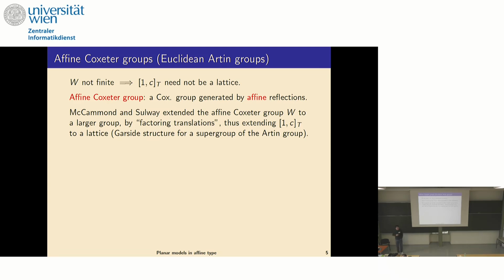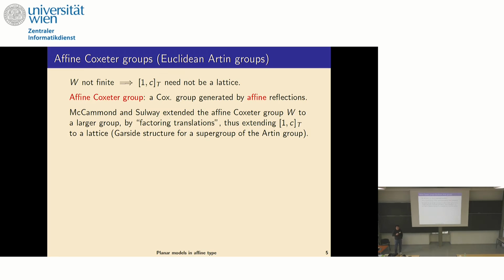Okay, so a finite Coxeter group is a finite group generated by reflections, all of which have reflecting hyperplane passing through the origin. An affine Coxeter group is a discrete group that acts by affine reflections, in other words, reflection through hyperplanes not through the origin on a Euclidean space. Okay, so McCammond and Sulway dealt with this case.